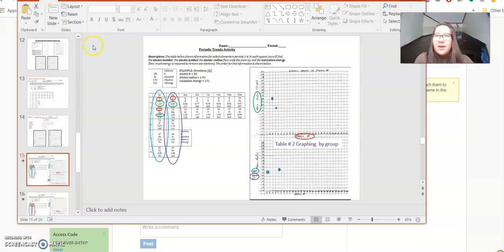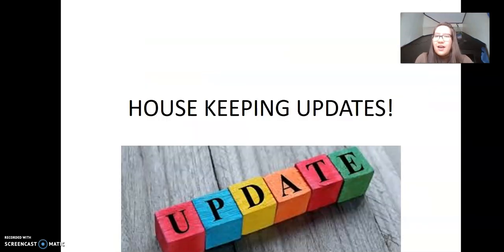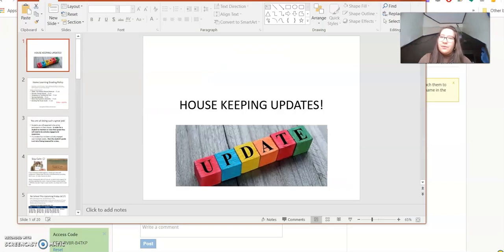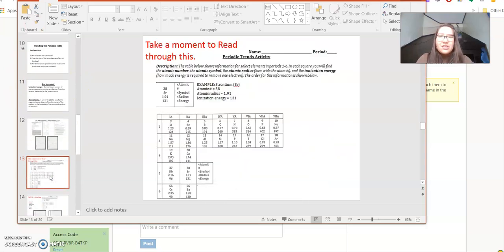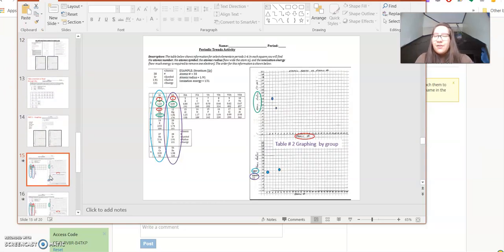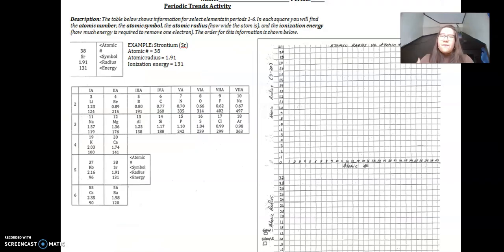You're going to be making a first graph. I'm going to go back and actually show this with the animations so it's more clear. You're going to be making your first graph here as atomic radius versus atomic number. So all you're going to need to do is to look at this information here and plot it on the graph. The other one is you're going to be taking atomic number and atomic radius.